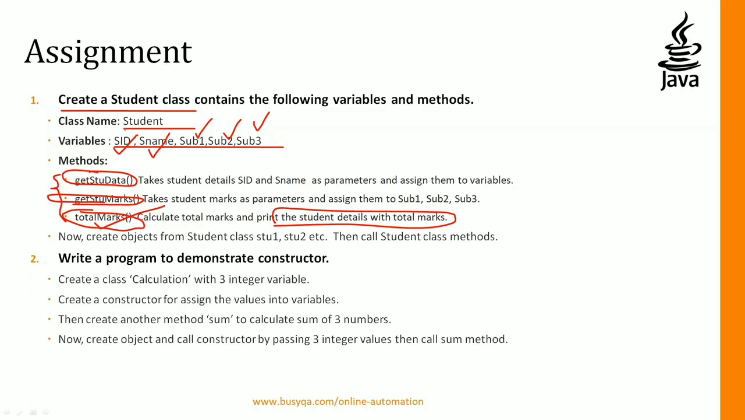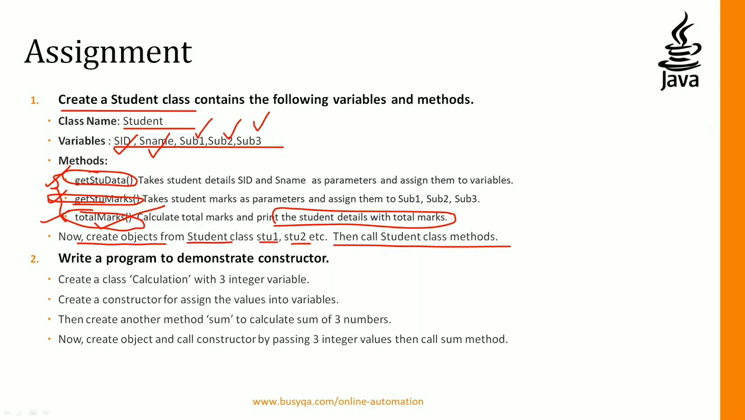Once we have created this class with variables and methods, create an object in the main method. You can create multiple objects for the student class, like stu1, stu2, something like that. Then call the student class methods. So this is the first assignment. It is very simple. I already showed you a similar program, you can just enhance it.